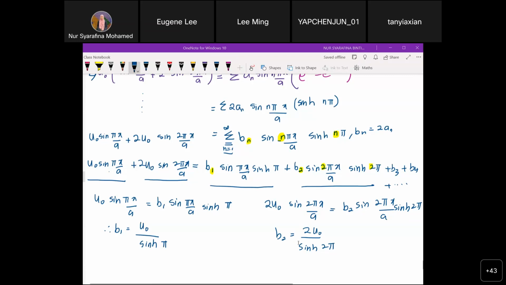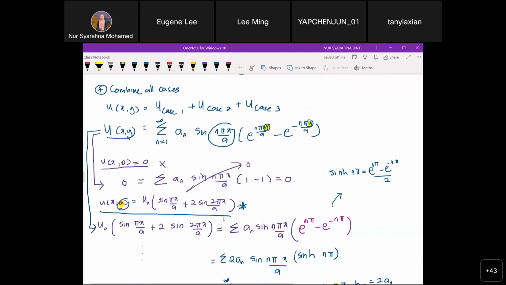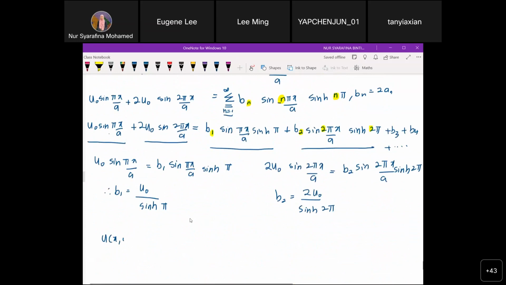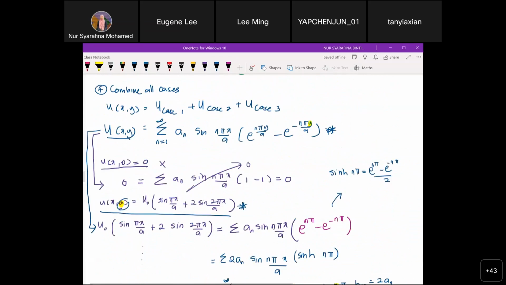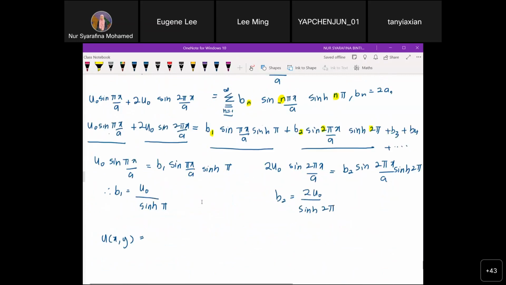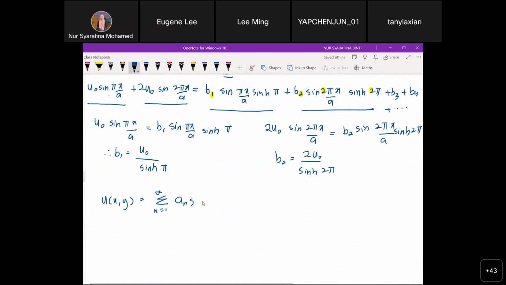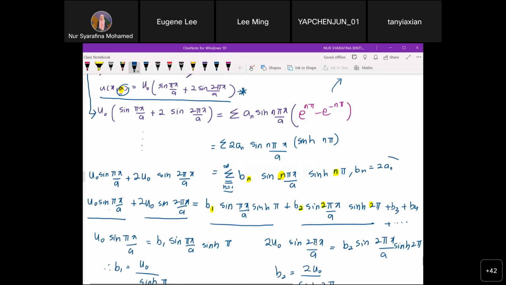So just substitute into the general solution that you obtained earlier. This is the general solution: u(x,y) equals the summation from n equals 1 to infinity of an sine n pi x over a times exponent n pi y over a minus exponent minus n pi y over a. Right? And bn equals 2an. So what is your an?